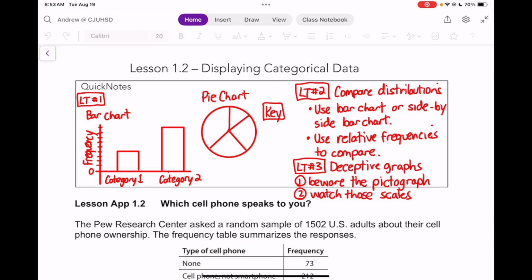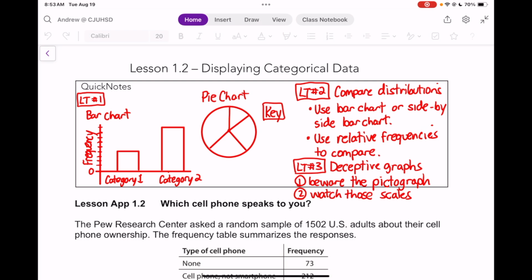Beware of deceptive graphs, pictographs. What are pictographs? They're when, instead of having bars, you substitute pictures. And when you increase the size of a picture, you're increasing it in two dimensions, the x dimension and the y dimension. And it gives you an inflated sense of how much bigger the big ones are compared to the small ones. And also, watch those scales means that your frequency should start at 0.